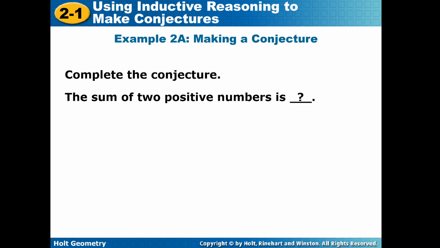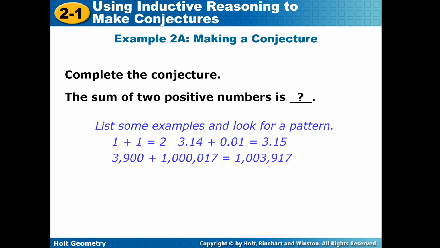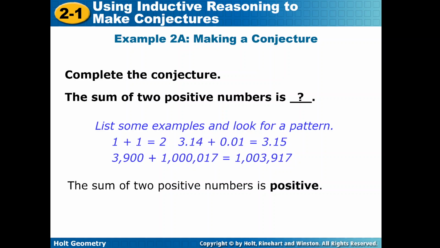The sum of two positive numbers is, well, for this one you want to come up with some examples first. Let's say we have positive numbers: 1 plus 1, that's 2. 3.14 plus 0.01, decimal, 3.15. 3,900 plus 1,000,017 is 1,003,917. As you can see, once you combine positive numbers, the result is always positive. So you can just say that the result is positive.